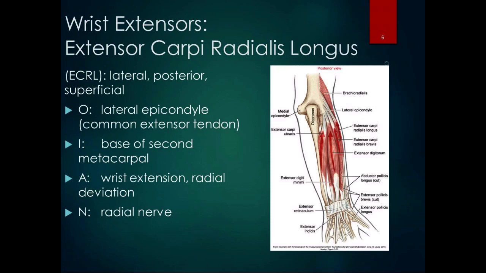Okay, extensor carpi radialis longus, or ECRL. It's lateral, posterior, and superficial. Extensor, it extends. Carpi, the wrist. Radialis, it's a radial deviator. The name's just telling you everything. Longus, it's the longer one of the two. Common extensor tendon for the origin.